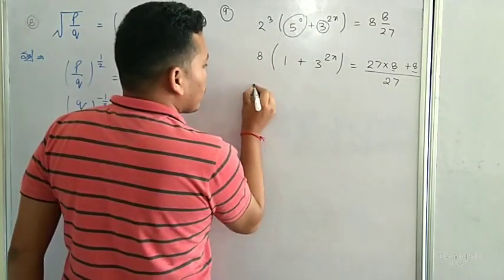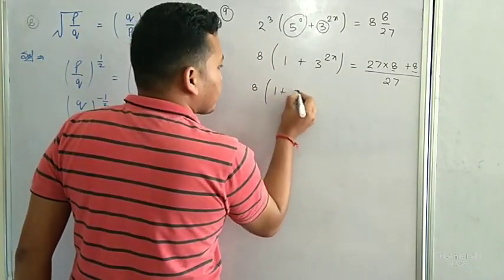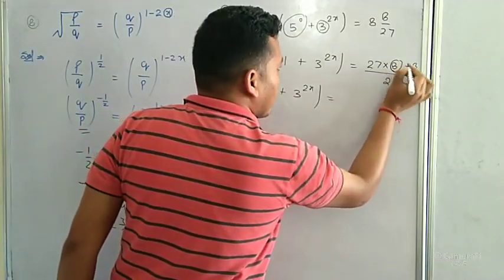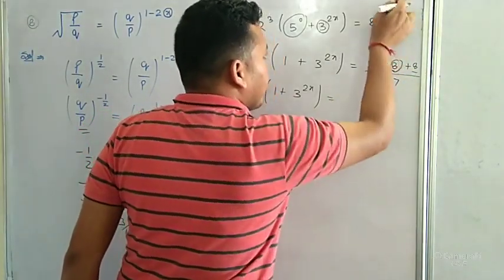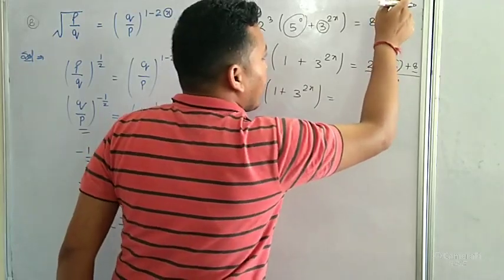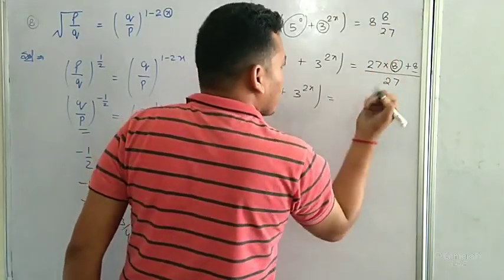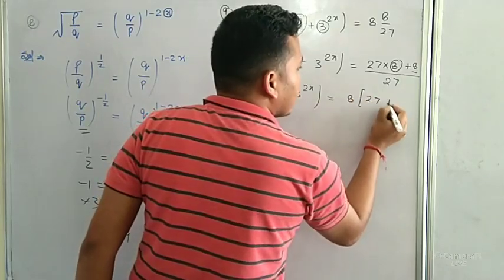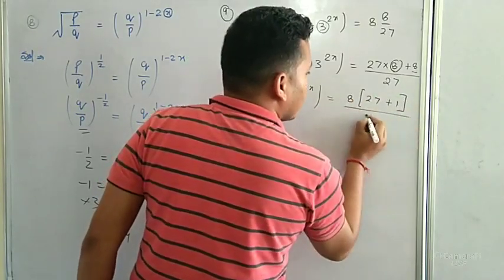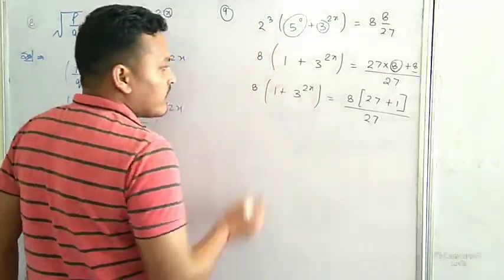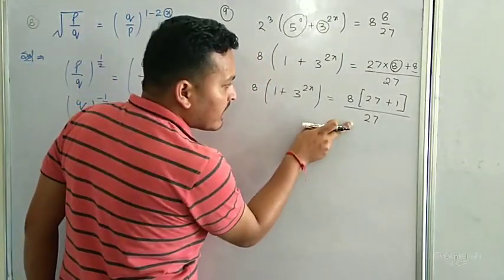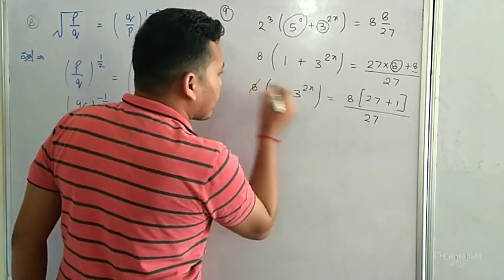और उस 8 से ये कैंसिल हो सकता है। So 8 times 1 plus 3 to the power 2x is equal to, can we take this common? 8 is common here, ये यहीं पे भी कैंसिल कर सकते हो, कोई प्रॉब्लम नहीं है. If there is no problem, 8 is common out, what is left? 27 plus 1 upon 27. Okay, when we remove this 8 from this side, it goes in the denominator, and denominator and numerator we can cut the 8.